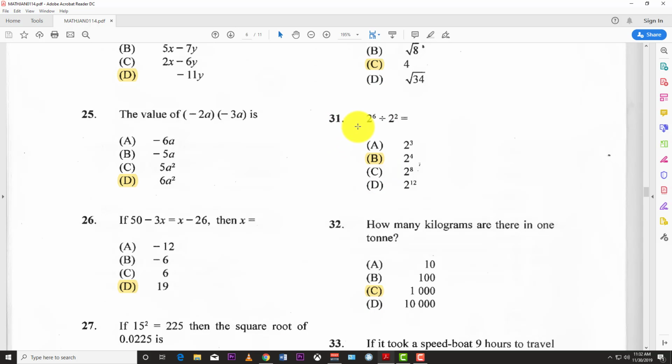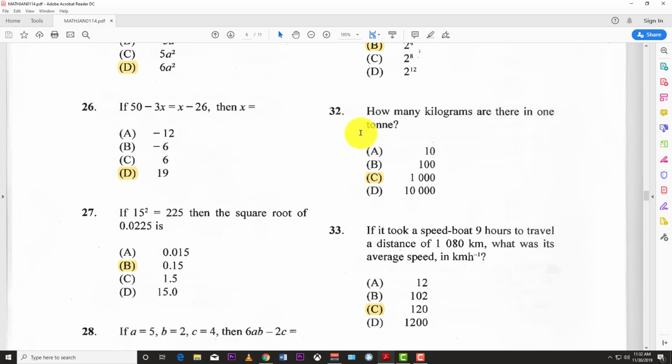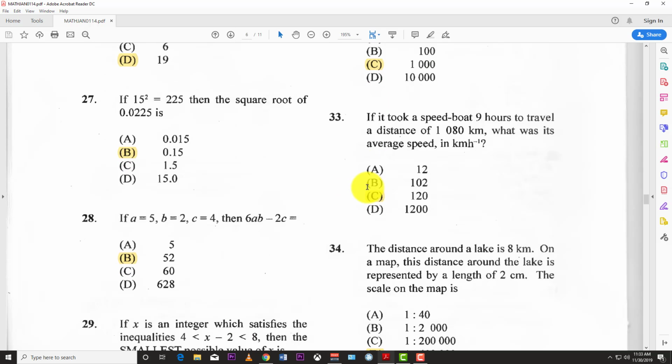31. 2 to the 6th divided by 2 squared is equal to B, 2 to the 4th. So the answer is 2 to the 4th. 32. How many kilograms are there in 1 ton? And the answer is C, 1,000. 1,000 kilograms in a ton.